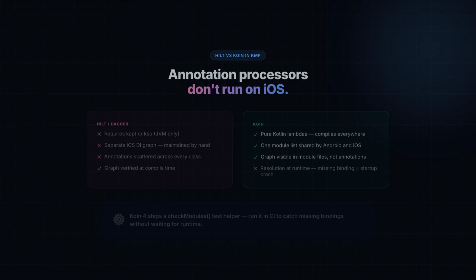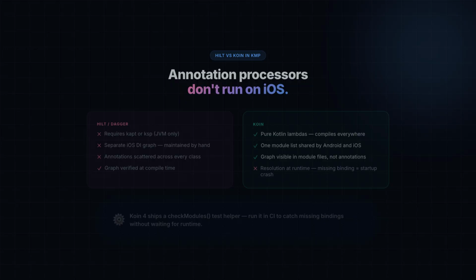This means any DI framework that depends on kapt or KSP for code generation cannot share its module definitions in commonMain. You end up writing 2 separate DI graphs, one for Android, one for iOS, and keeping them in sync manually. Koin avoids this problem entirely.